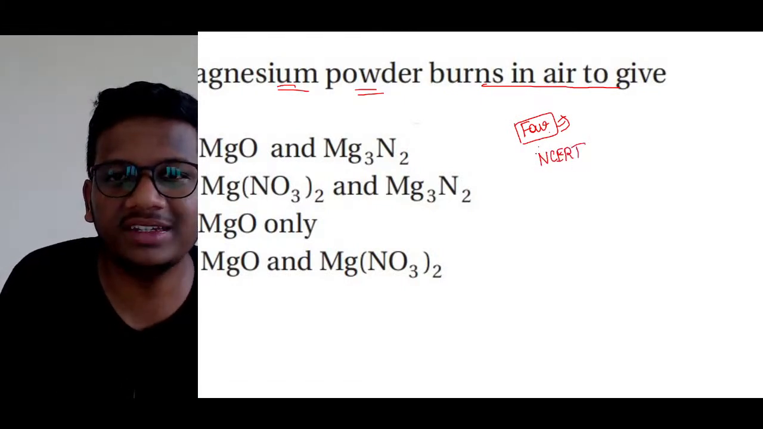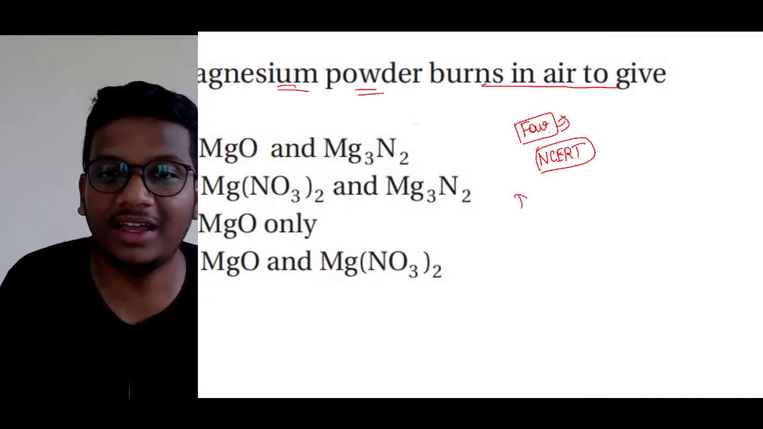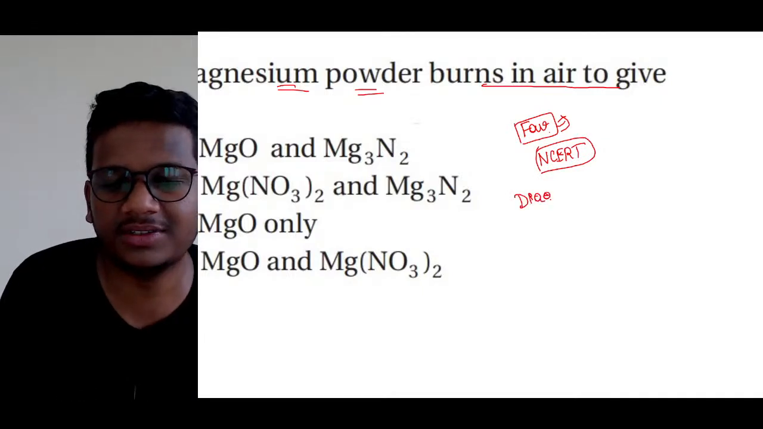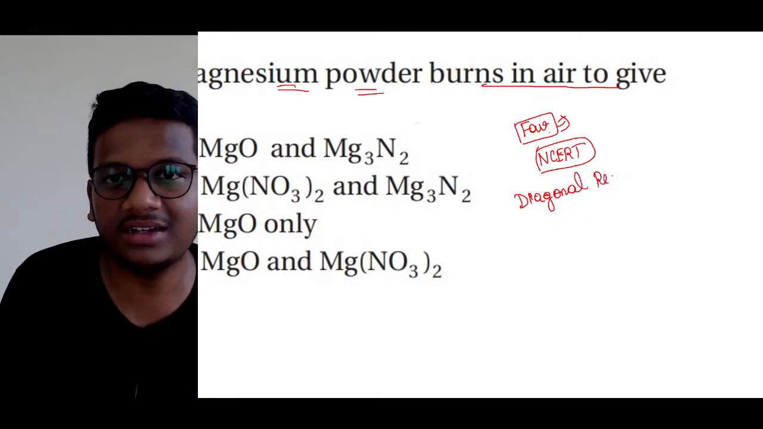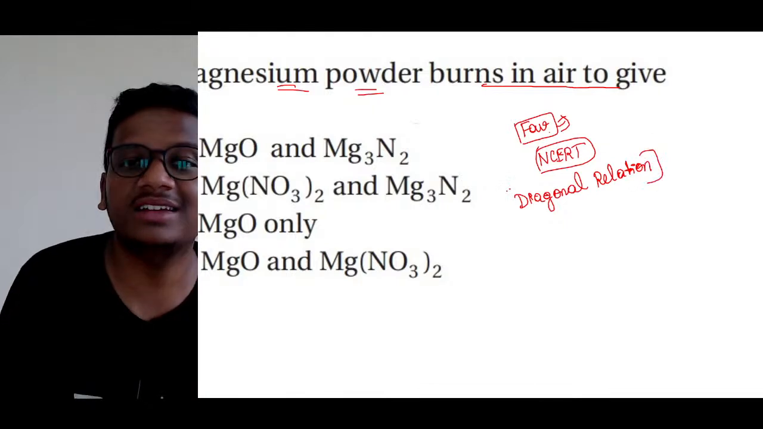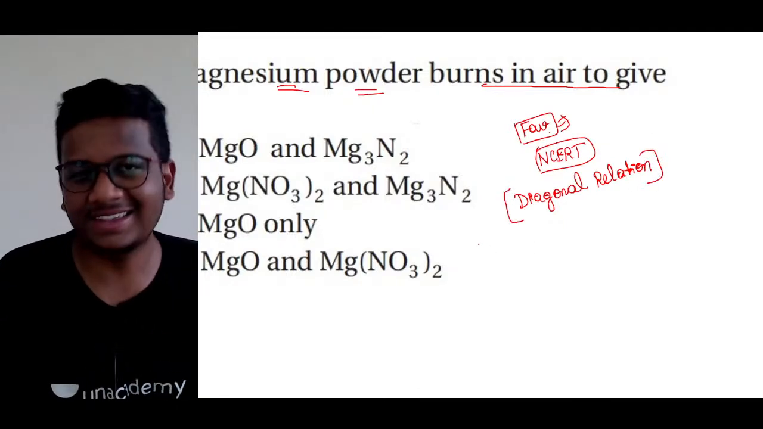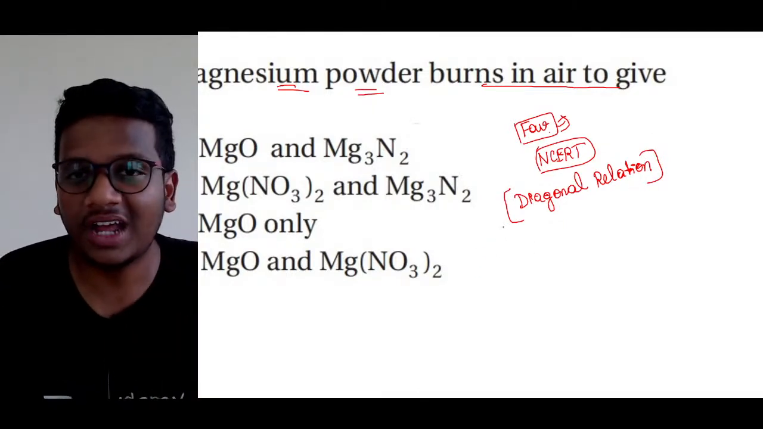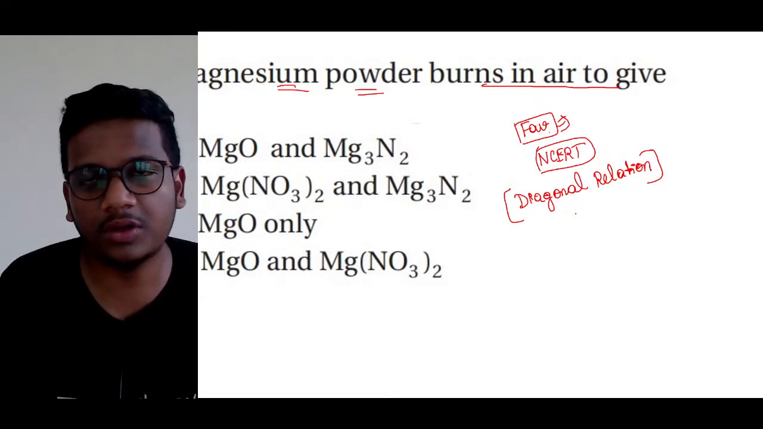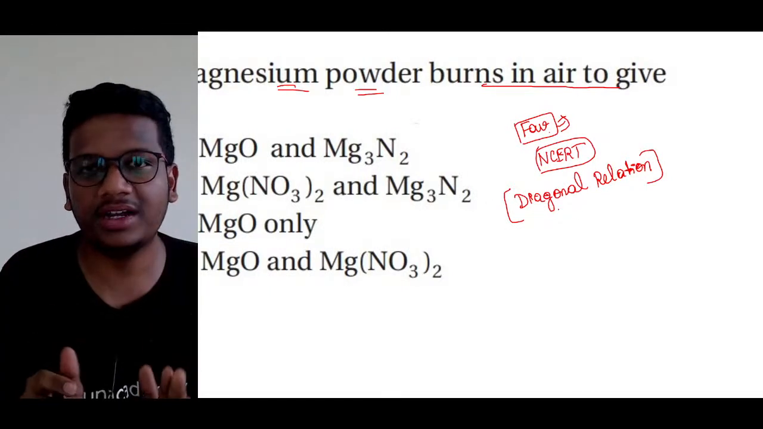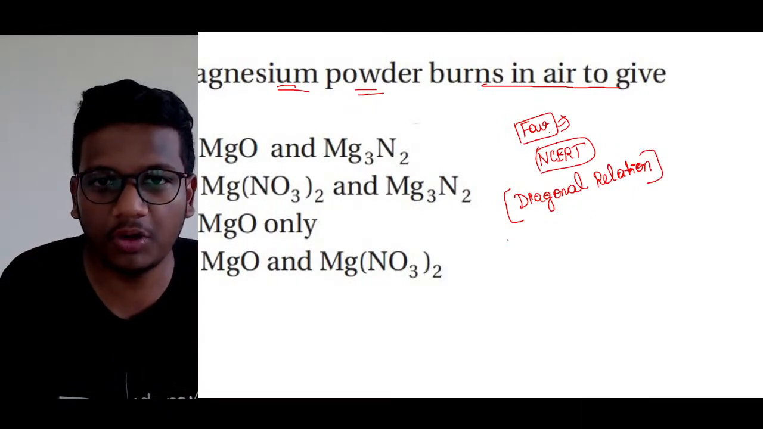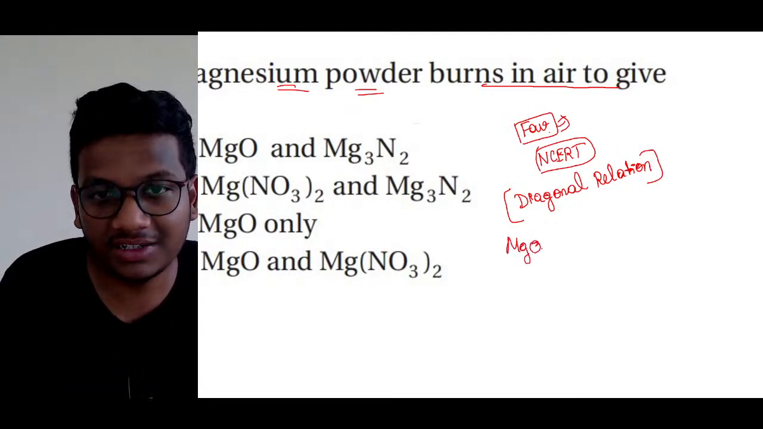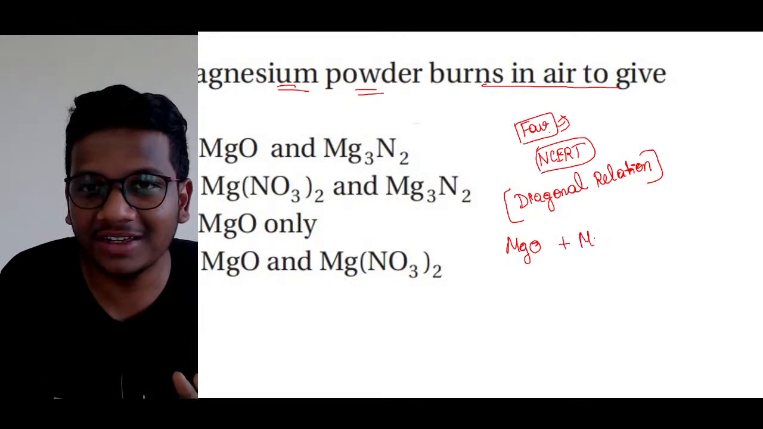In NCERT they mention one diagonal relationship. Did you come across diagonal relationship, guys? Magnesium is in diagonal relationship with what? What is the compound that is in diagonal relationship with magnesium? Yes, correct. Both of the compounds will have the same character. So when magnesium powder is burnt in air, it will give magnesium oxide along with Mg3N2.